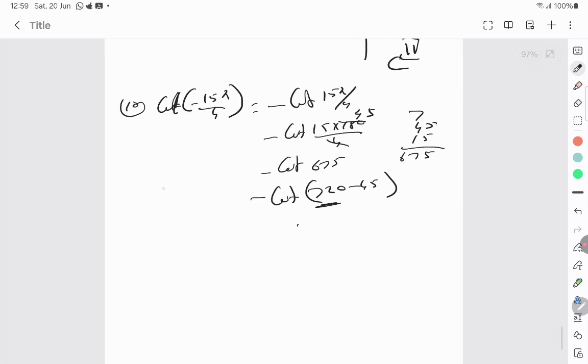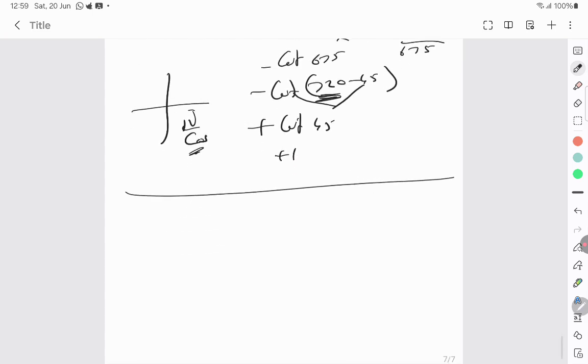It's an even integral. Which quadrant is this? It's in the fourth quadrant, but for cos, everything else is negative. So it's positive cot 45 because of the even integral. You can copy. Cot 45 is plus 1 is the answer. So this is how you do this.